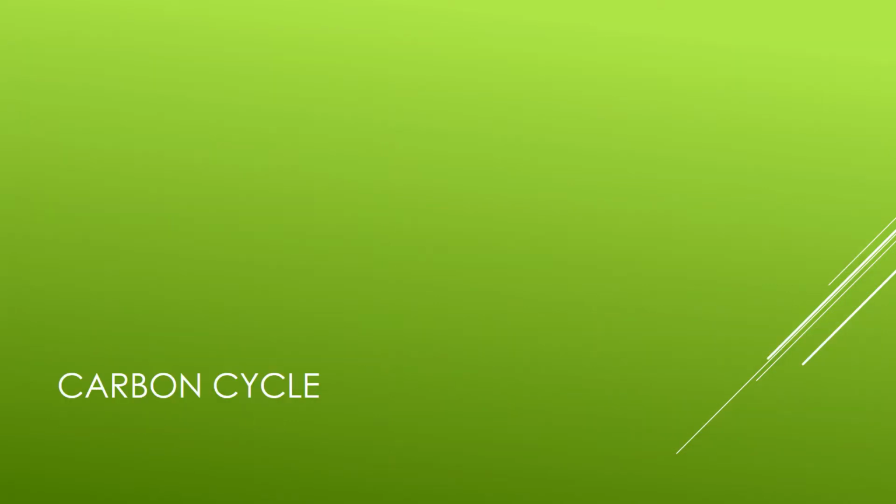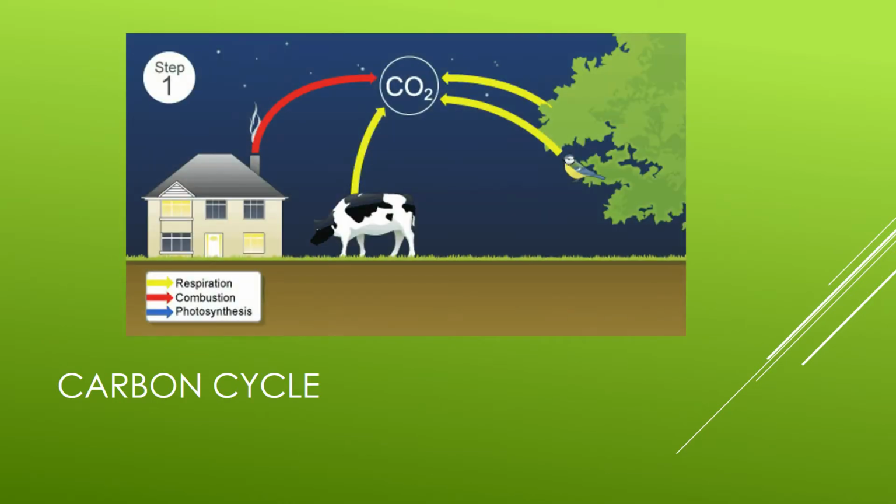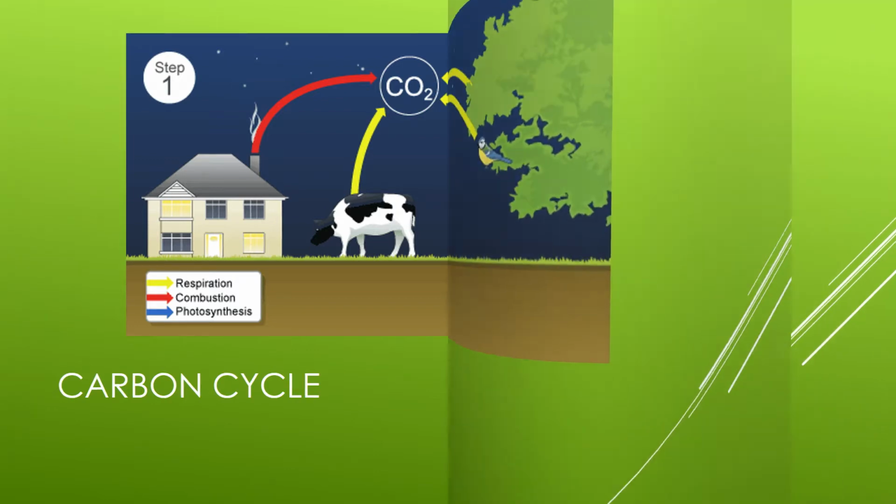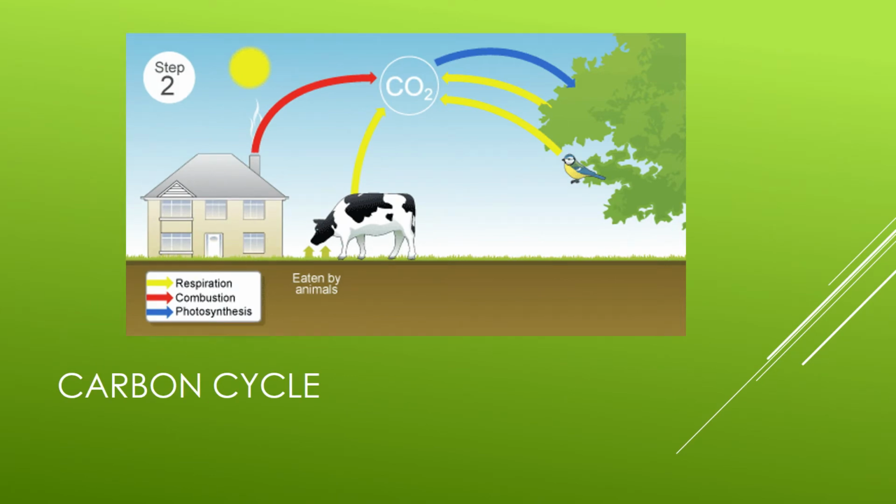Next, the carbon cycle. The cycle starts off with carbon entering the atmosphere as carbon dioxide from respiration and combustion. Carbon dioxide is absorbed by producers to make carbohydrates in photosynthesis, because of course in the photosynthesis equation we have carbon dioxide and water turning into glucose, which they use as food.